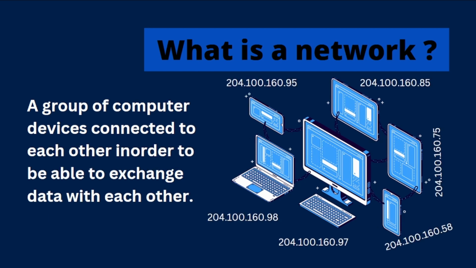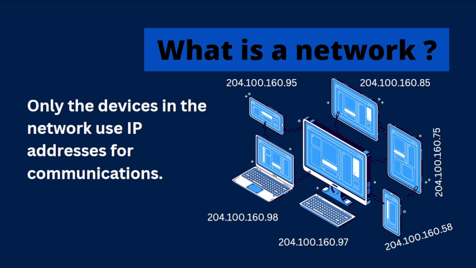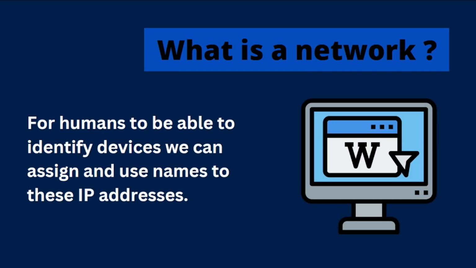Every device on the network can be imagined as a node, a point where the devices in the network are able to send and receive data from each other. A node, simply put, is an endpoint for receiving or downloading information, and each node has a unique address. This address is known as an IP address. Only the devices in the network use IP addresses for communication. For humans to identify devices, we can assign names to these addresses.